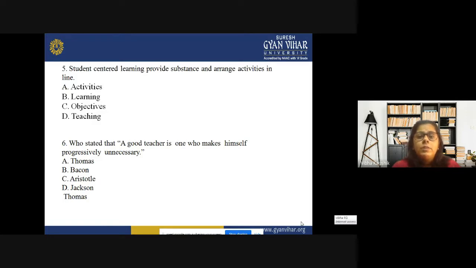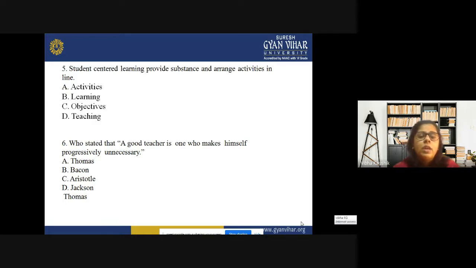Student-centered learning provides substance and arranges activities in line according to the learners. So options are A activities, B learning, C objectives, or it's D teaching. So the correct answer is option A, that is activities.